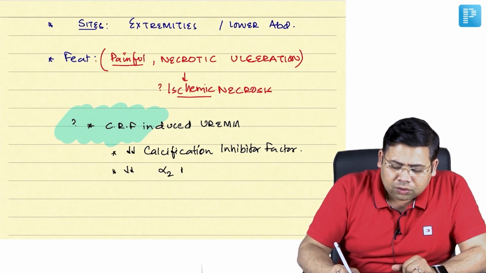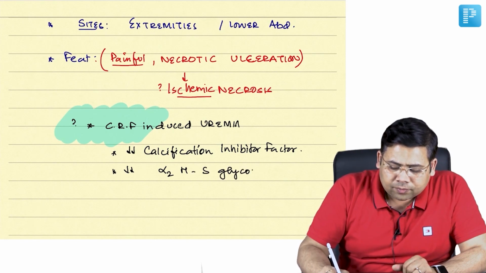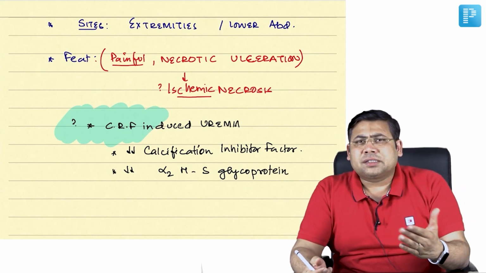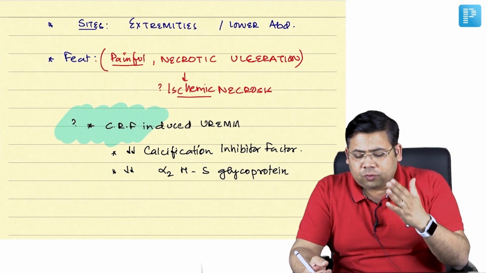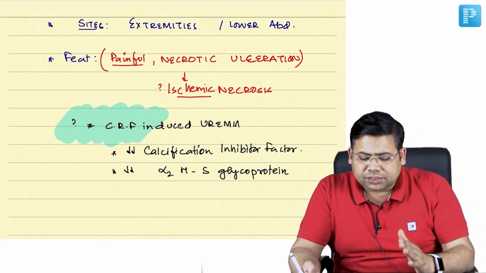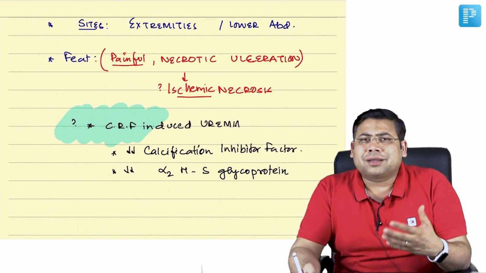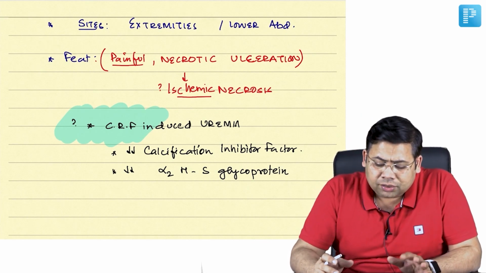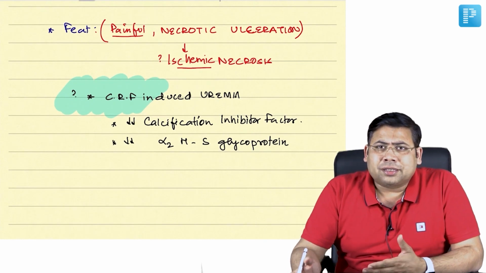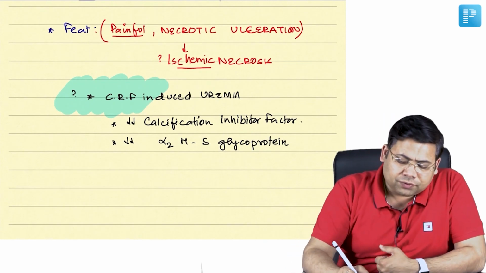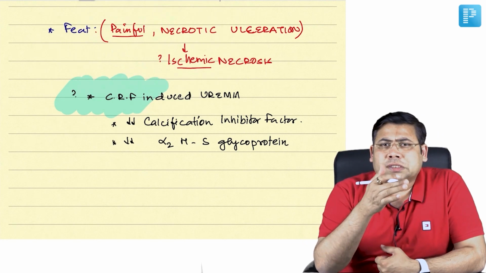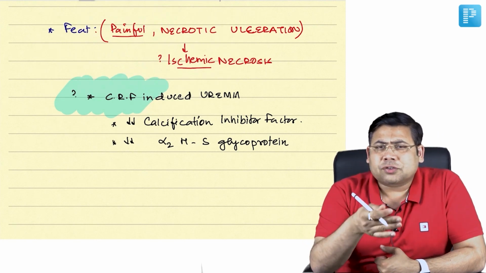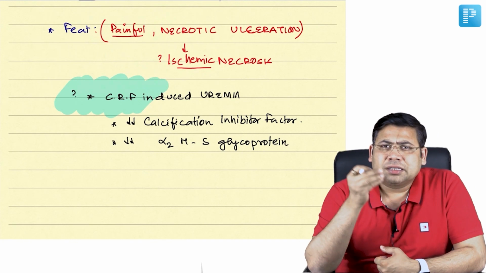There is also a decrease in alpha 2 HS glycoprotein, also known as Heremans-Schmid glycoprotein. If there is a deficiency of alpha 2 HS glycoprotein, it will again promote calcification. So these two are important reasons for calcification, and the end result, because of this ischemic necrosis, is a superseded risk of sepsis and hence mortality.